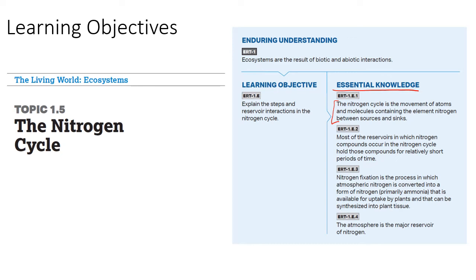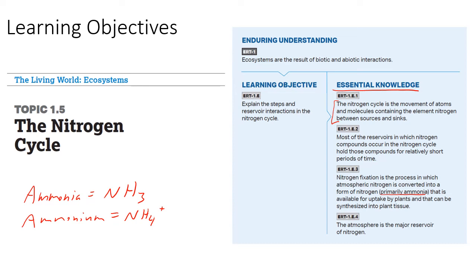Nitrogen fixation is the process in which atmospheric nitrogen is converted into a form of nitrogen, primarily ammonia, that is available for uptake by plants and can be synthesized into plant tissue. I should mention that ammonia is NH3, and ammonium, ending in UM, is NH4+. I pretty much just said ammonium, but you can use the two interchangeably because ammonia will readily get a hydrogen atom and become ammonium. All right.